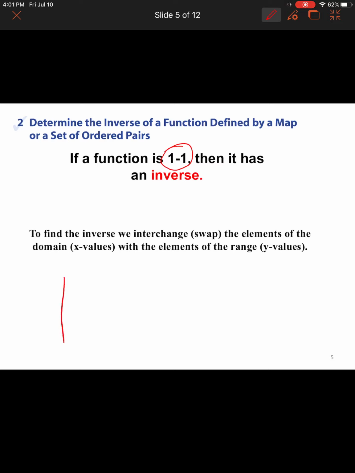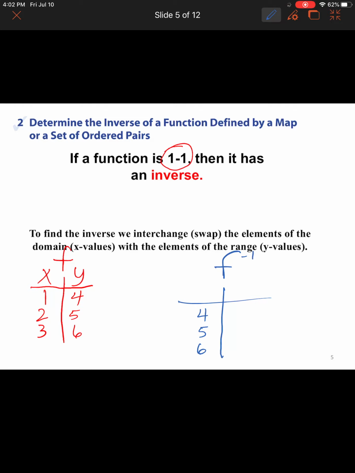So we have x, y, and let's say the input for x is 1, 2, 3, and the output for y is 4, 5, 6. And let's call this function f. Now, the inverse is denoted by putting a -1 at the top of the function and swapping the elements of the domain and the elements of the range. So the input for the inverse would be 4, 5, 6, and the output for the inverse would be 1, 2, 3.